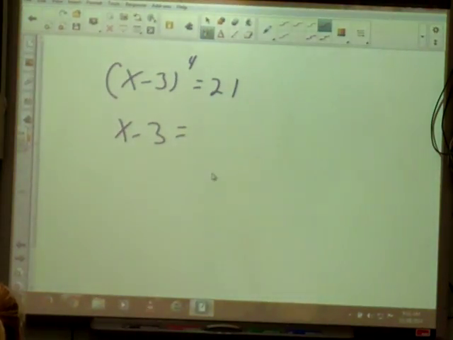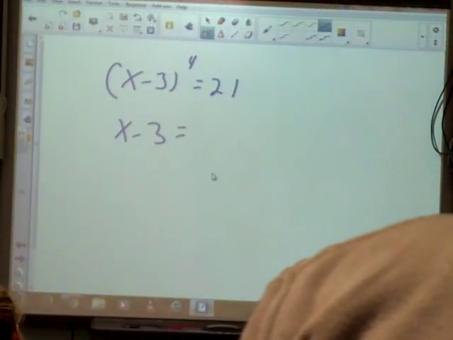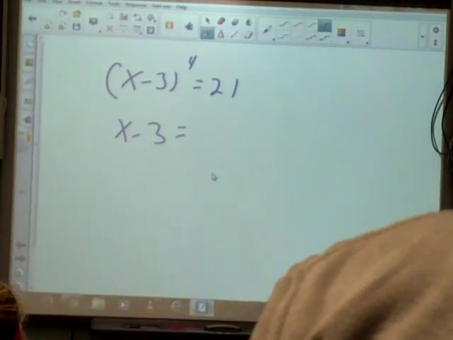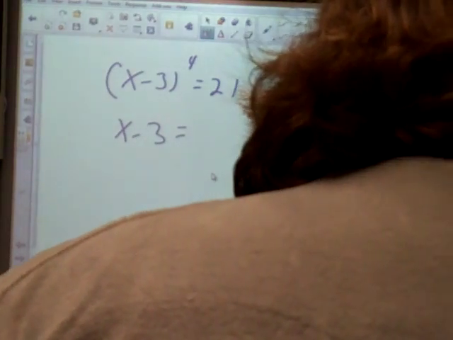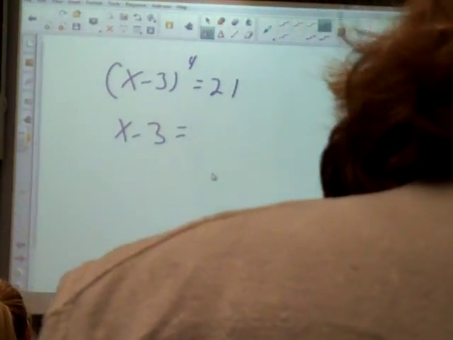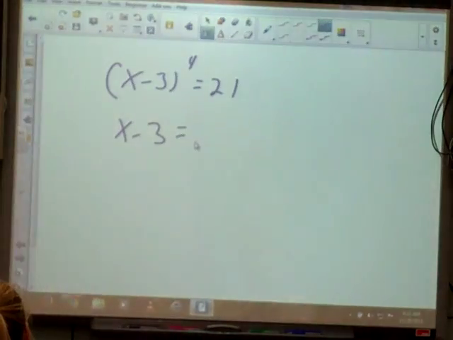Did you not do it this way? No, because what that means is you have to write the x minus 3 4 times and do it like that.